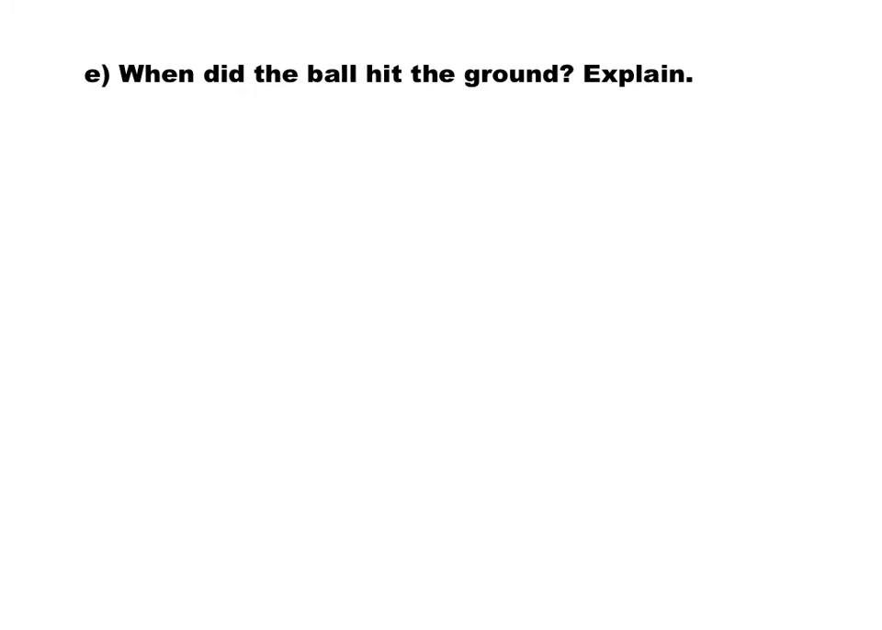The next question says, when did the ball hit the ground? The ball hits the ground when the value of h is equal to 0. And if you remember, the x-intercepts were t is equal to 0 and t equal to 4.6. This means that the ball hits the ground initially, which is correct, and also 4.6 seconds after it was hit.